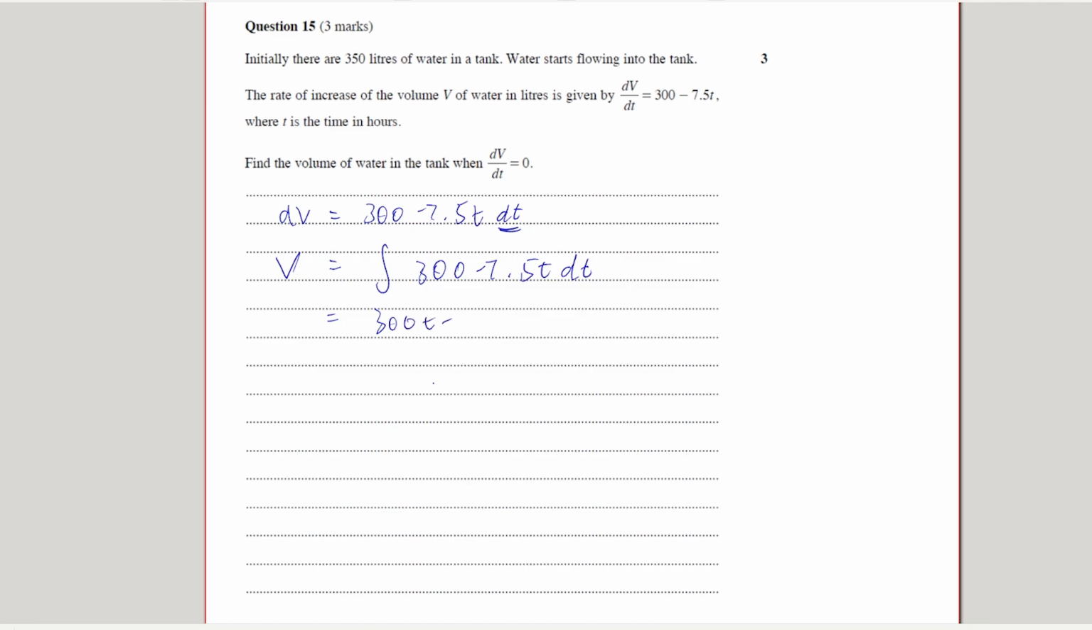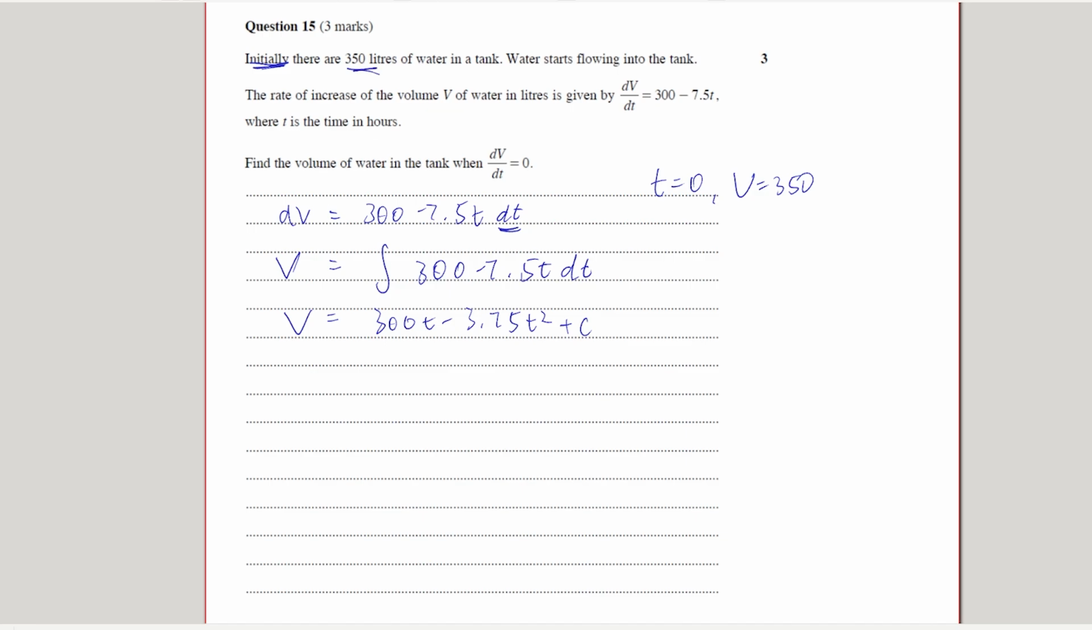300t minus, what's 7.5 divided by 2? That'd be 3.75t squared plus c. To find this c, what you want to do is, at t equals 0, v equals 350. How did I figure that out? Initially, that means t equals 0, there is 350 liters.